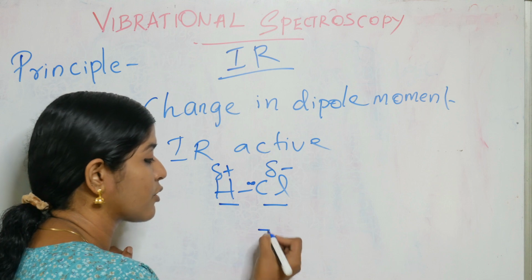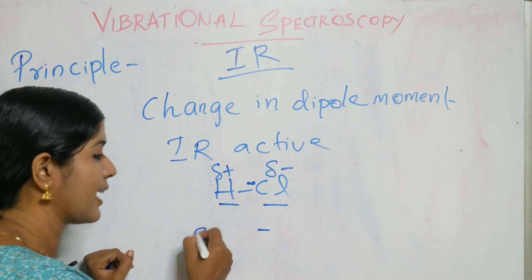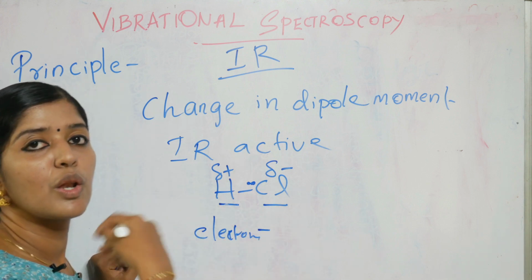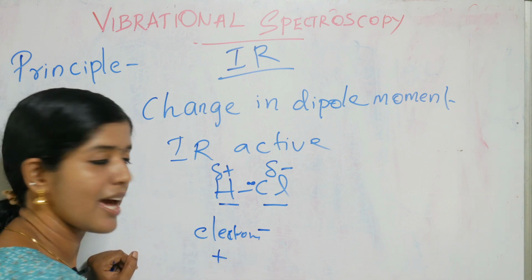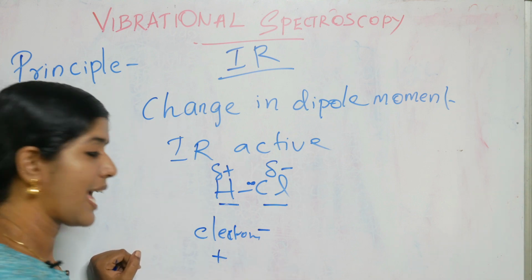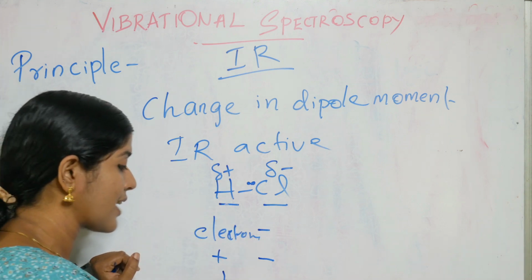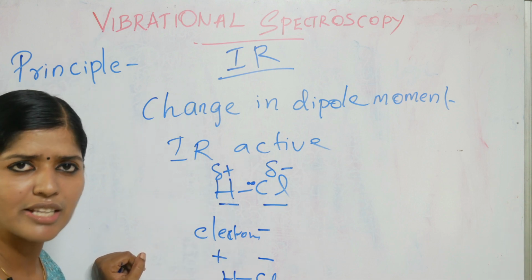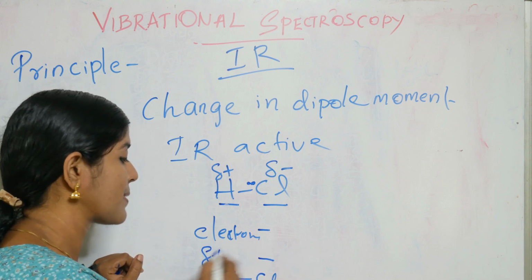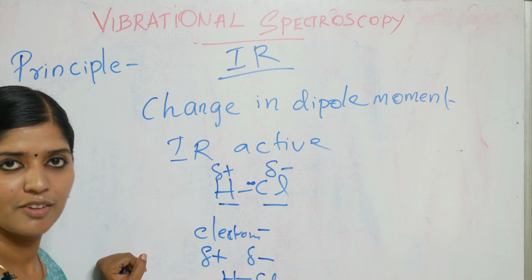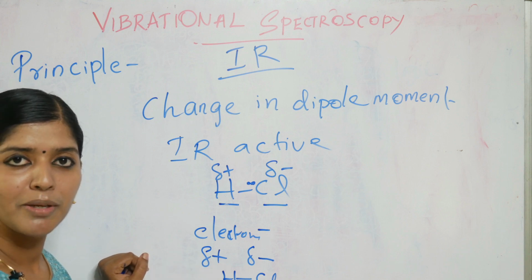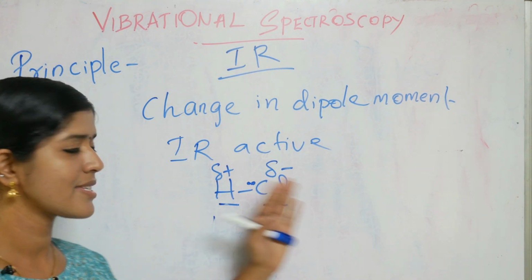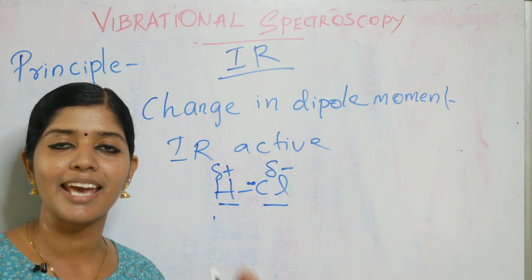We know that electrons are always negative in charge and protons are positive in charge. So the atom that loses electron density will have a positive charge, and the atom which gains electron density will have a negative charge. In the case of HCl, hydrogen will have a positive charge and chlorine a negative charge, but only partial. To represent partial we use delta. So this is dipole moment. Dipole moment means there should be a charge separation. Only those molecules which have this charge separation can show IR spectroscopy.